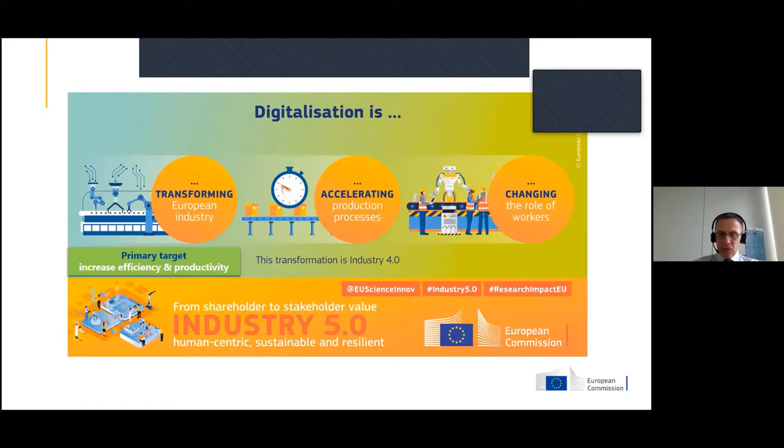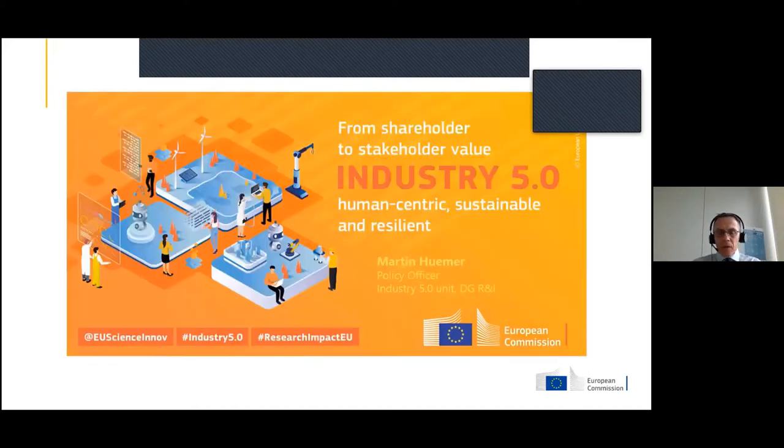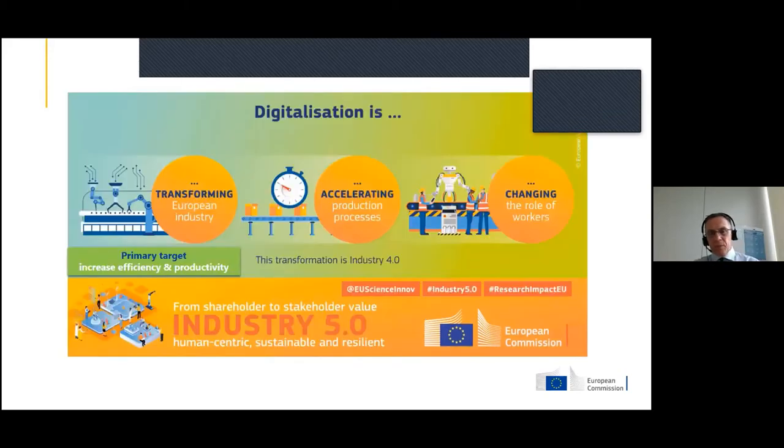And my task is to give you a sort of overview on Industry 5.0, which is a relatively new concept, although its main elements have been known for a very long time. So it's primarily, I would say, a shift of perspective. Let's start with the usual thing, with the changes induced by digitalization and digital technologies.